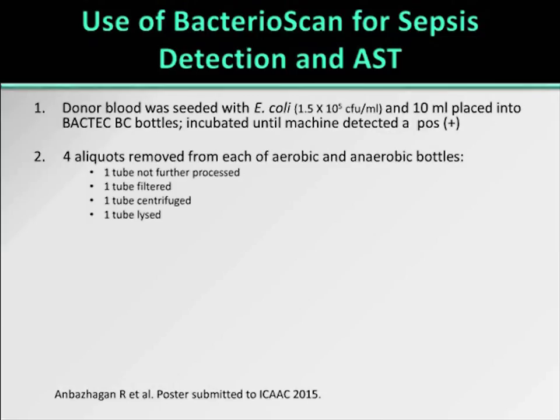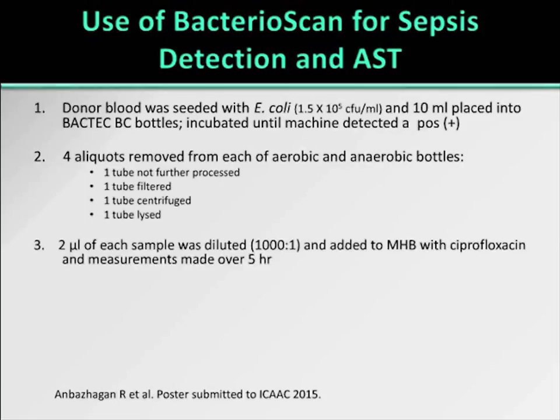4 aliquots were removed from each of the aerobic and anaerobic bottles. 1 tube was not further processed, 1 tube was filtered, 1 tube was centrifuged, 1 tube was lysed, and all of these methods were compared to each other to see what was better, what was worse, did they work, etc. 2 microliters of each sample was diluted 1,000 to 1 and added to Mueller-Hinton broth with ciprofloxacin at varying concentrations, and measurements were made over 5 hours.